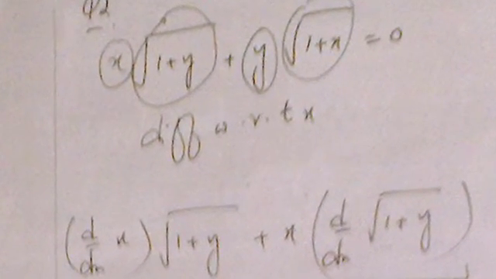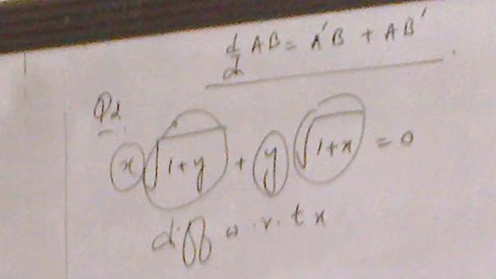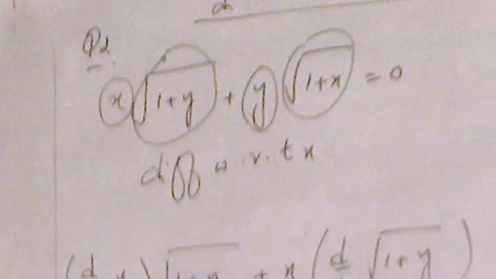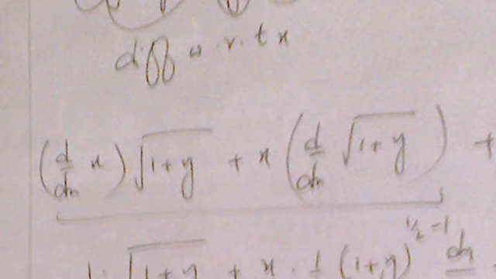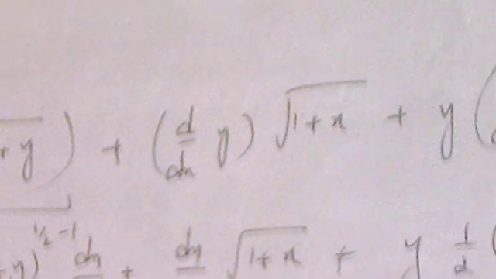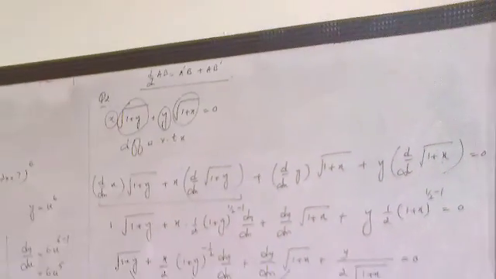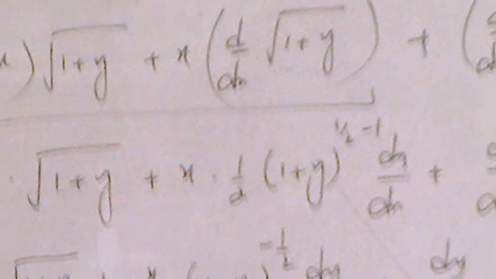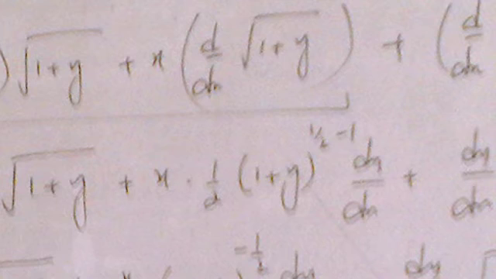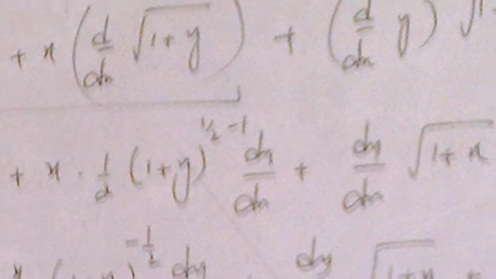And this is another important question, question number 2 part. We apply the product rule on both of these equations. This is the product rule: derivative of a times b plus a times derivative of b. We put these values in the product rule. Then derivative of x is 1, derivative of square root of 1 plus y is 1 over 2 to the power 1 over 2 minus 1, and then the derivative of the base: derivative of 1 is 0, derivative of y is dy by dx.